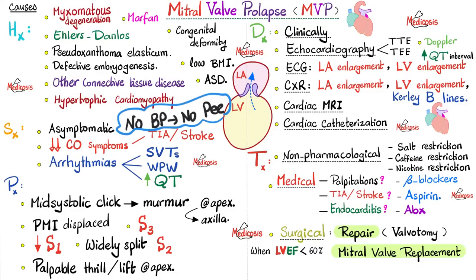Next, surgical options. If the mitral valve is toast, you can repair it, valvotomy, or you can throw it in the trash and replace it with a new one. This is called mitral valve replacement. You can replace the mitral valve with a tissue valve called bioprosthesis, usually from a pig or another animal, or you can replace it with a metallic valve known as mechanical prosthesis.